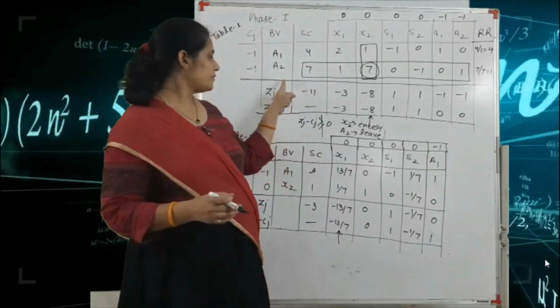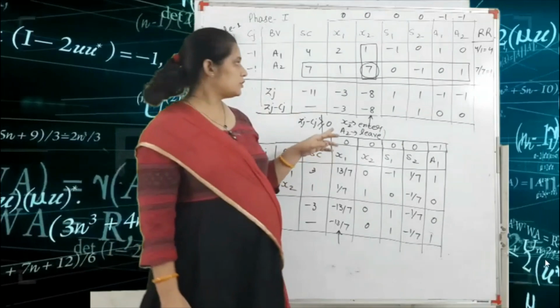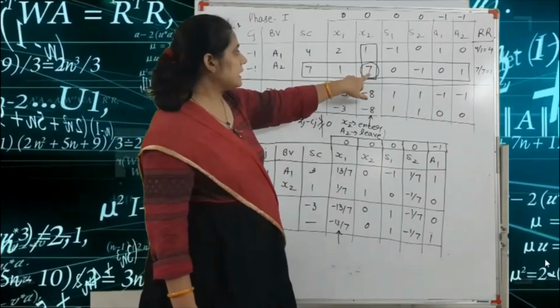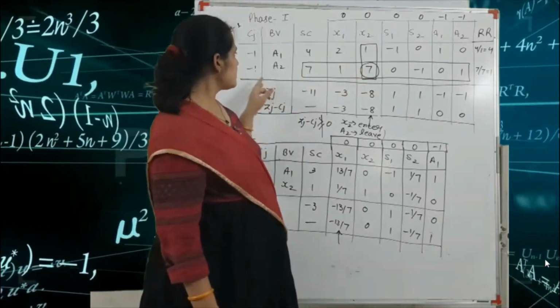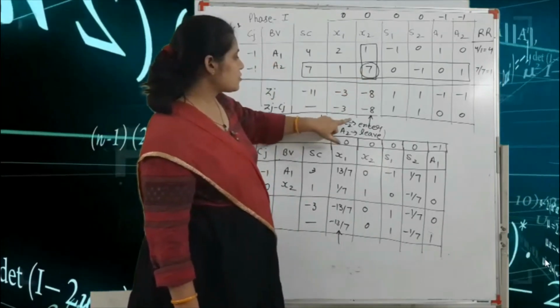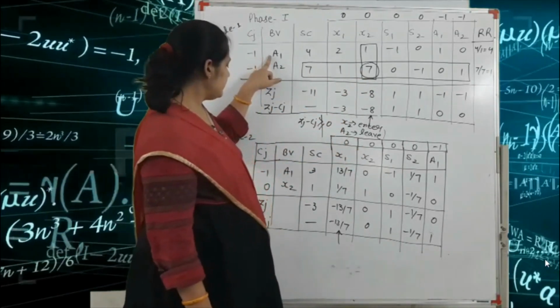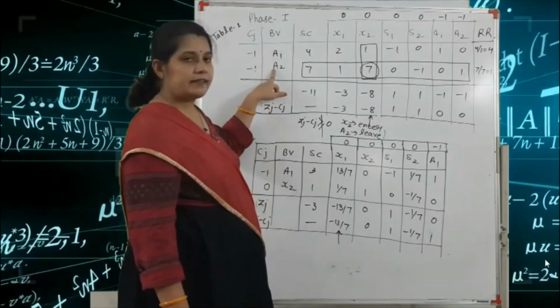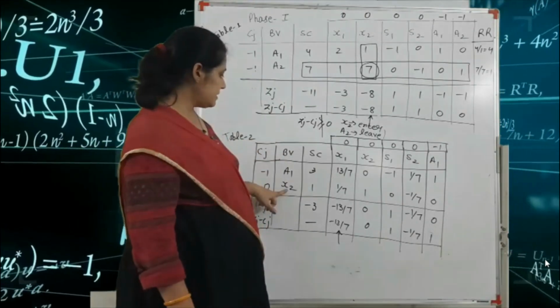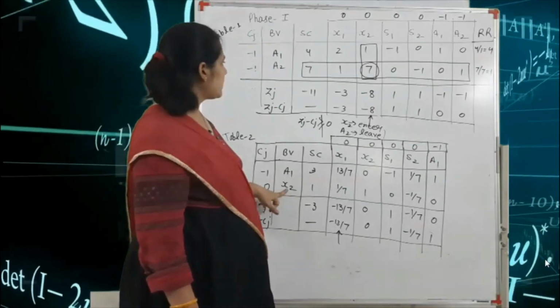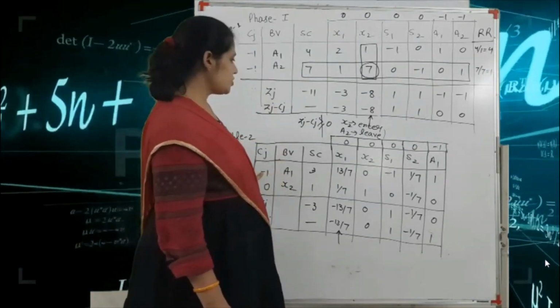With the help of table 1, we make table 2. So this is your key number. First we write here x2 entering and the A2 leaving variable. First we map the table, and A1 we write as it is, and in place of A2 we write the x2 variable. Okay, so first you write the coefficients according to this.